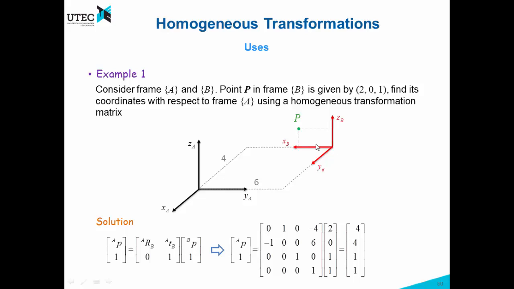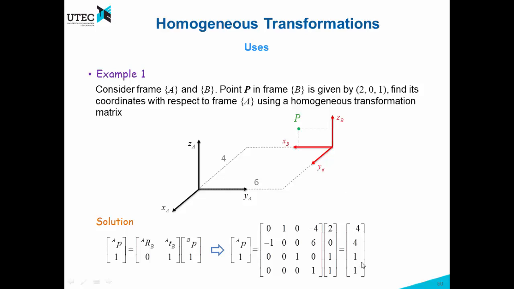Why? Because XB is in minus Y. Here it is in minus Y. YB is in X, and ZB is the same as Z, so ZB is the same. Now the origin. In X it has minus 4, so I have minus 4. In Y, it's 6, so I have 6. And in Z, there's no Z, so just 0. And then I plug in the other number, this point which is given, and I get this result.